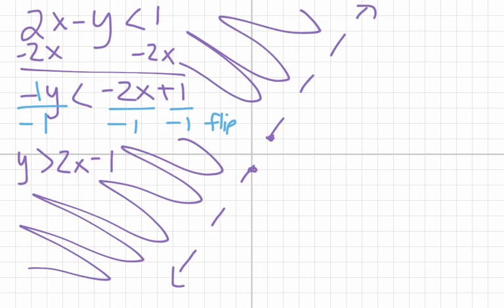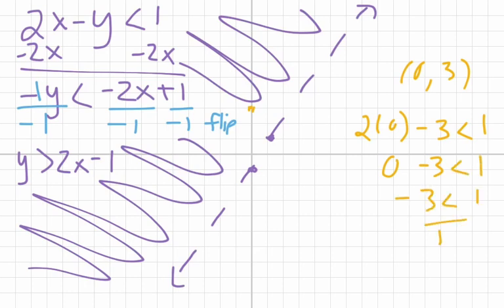If you're not sure, if you're like, that seems a little bit dodgy, I'm not totally sure, let's go ahead and pick a point that we're sure is in this region. So 1, 2, 3. We'll do the point (0, 3). Okay? And we'll plug it into the original. So 2 times 0 minus 3 is less than 1.